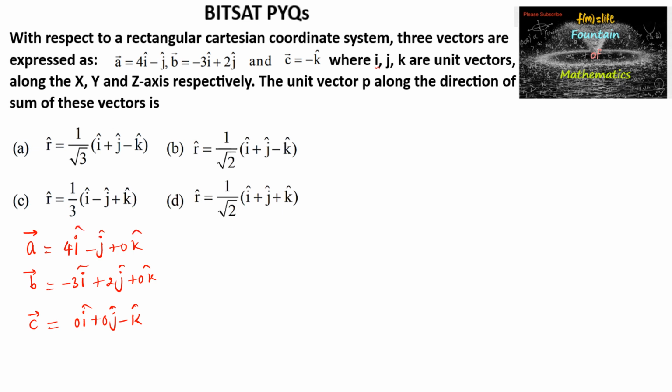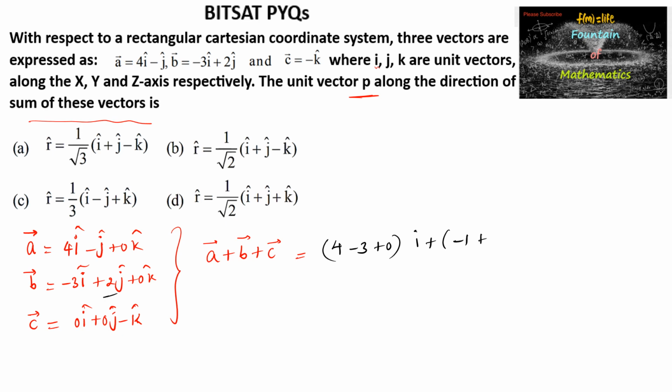And now, where i, j, k are the unit vectors along the x-axis, y-axis and z-axis respectively, we need the unit vector p along the direction of the sum of these vectors. So let us find the sum of these vectors. a vector plus b vector plus c vector is equal to, we can get 4i minus 3i plus 0. These are the sum of i components. And similarly, the next one, j component: 1 and 2 minus... and plus 0 j component, and then k: 0 plus 0 minus 1, so we can add 0 plus 0 minus 1 of k cap.